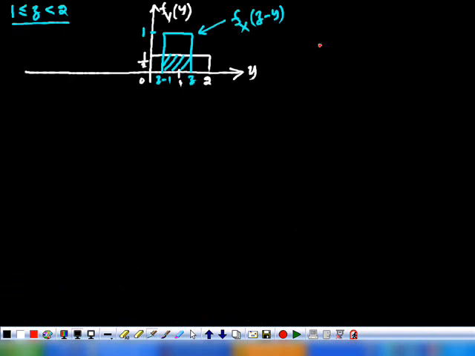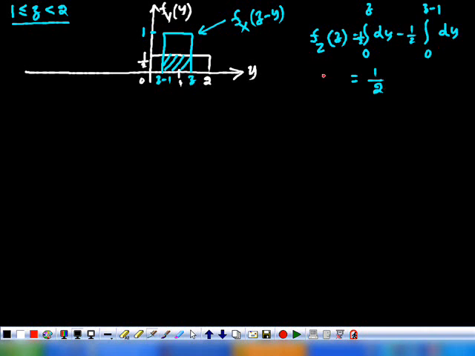So therefore, fz of z is equivalent to the first integral. First integral is 0 to z dy, 1 by 2 is there, and the third integral minus 1 by 2, 0 to z minus 1. What is the value here? 1 by 2. Therefore, fz of z is equivalent to 1 by 2 from 1 to 2.